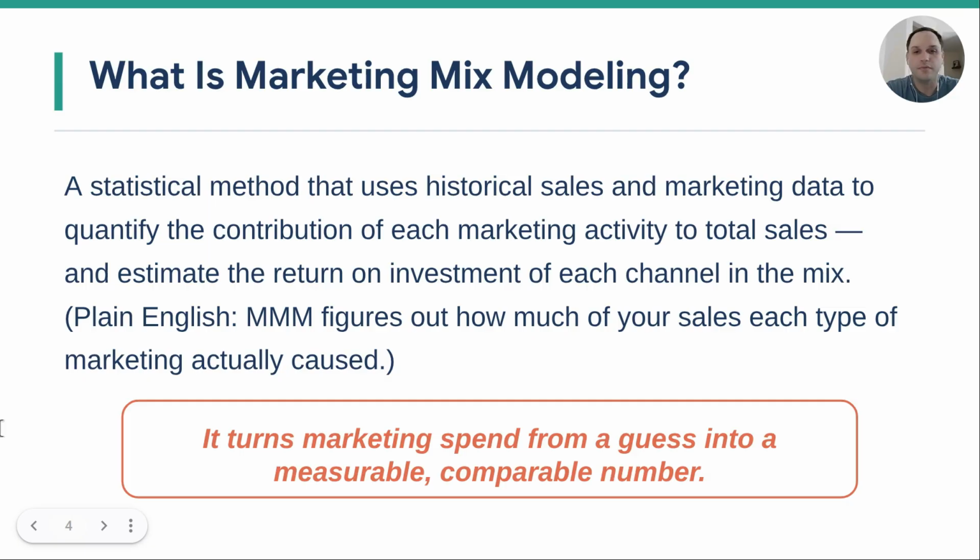Marketing mix modeling is a statistical method that uses your historical sales data and your historical marketing spend data together to quantify the contribution of each marketing activity to total sales, and to estimate the return on investment of each channel. It doesn't rely on individual user tracking. It doesn't need cookies. It works from the aggregate numbers: total sales week by week, total spend by channel week by week, and a set of external factors that also affect sales. From those inputs, the model separates out how much each channel contributed. That's the whole idea.